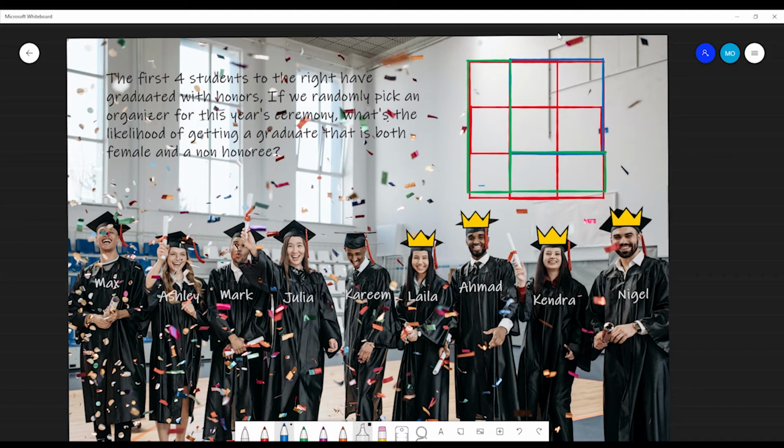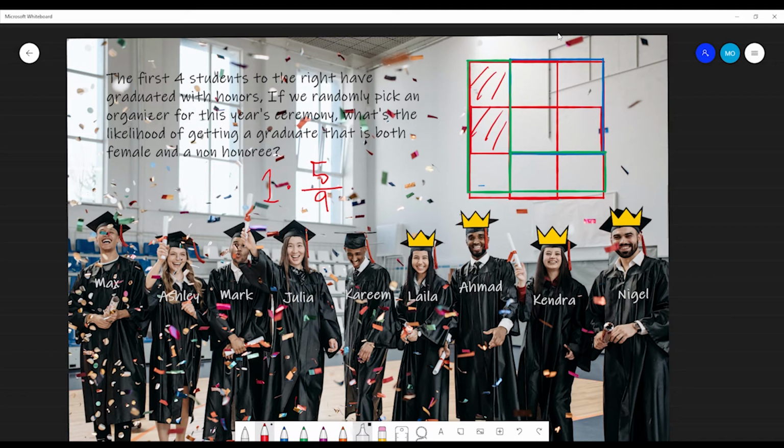So the females are only Ashley and Julia. They are the only females that are non-honorees. So they take up 2 out of 5 of the 5 out of 9 it is to be a non-honoree. So to be in that whole non-honoree predicament, it's 5 out of 9, kind of the whole space.